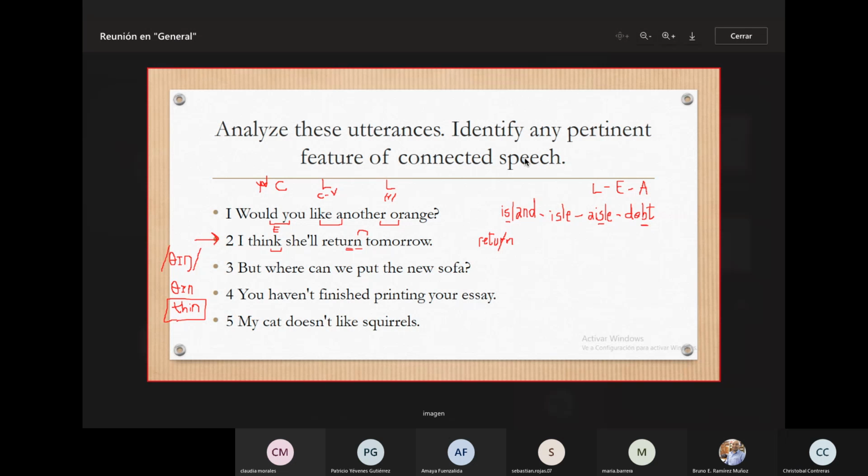Last feature of connected speech. In the first two words, do you see anything? Can you identify? Is there any, or there isn't any?